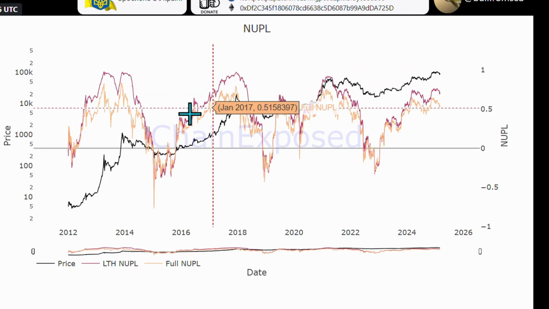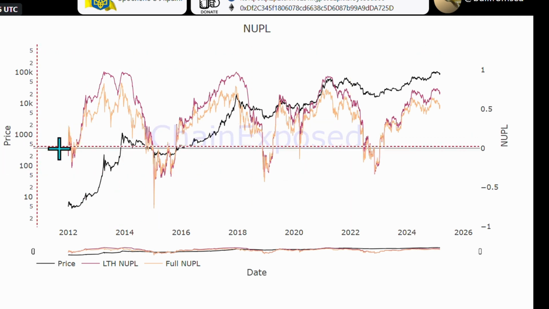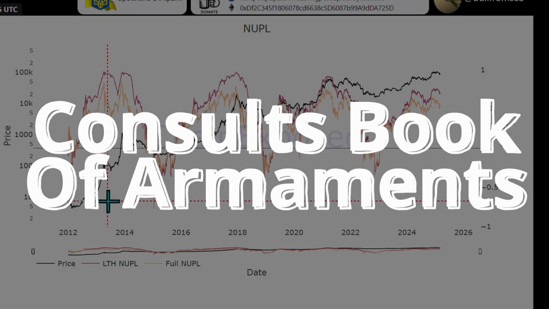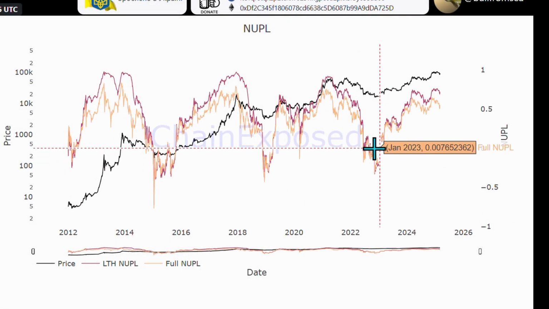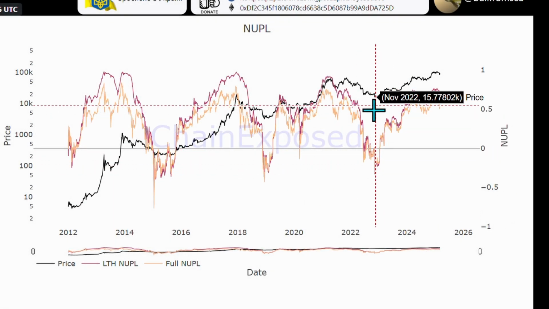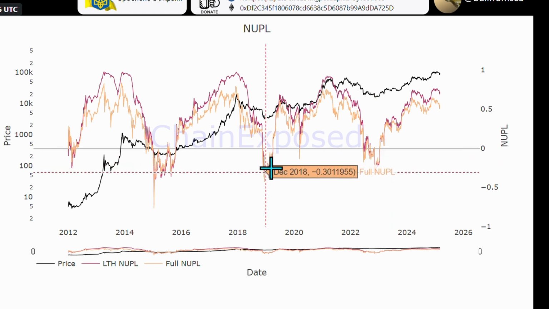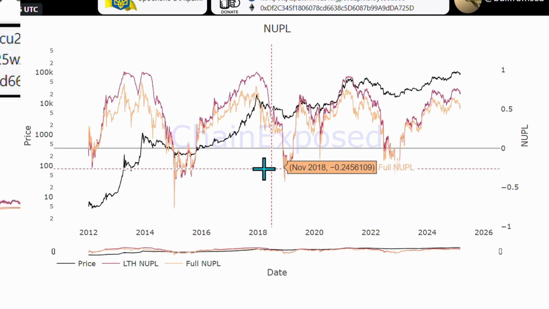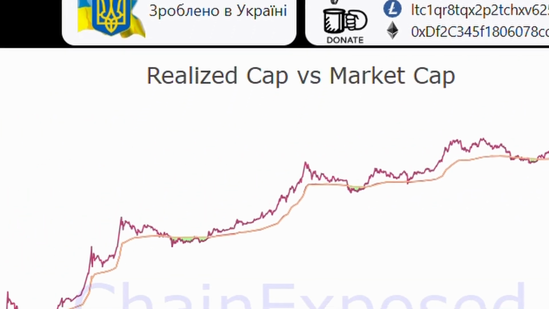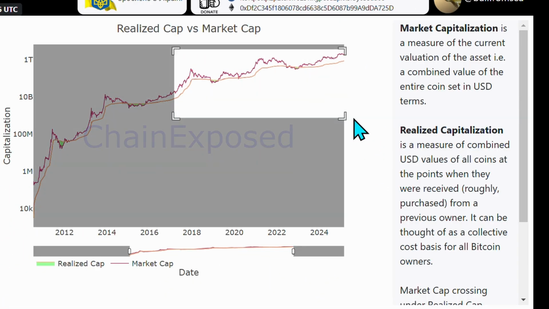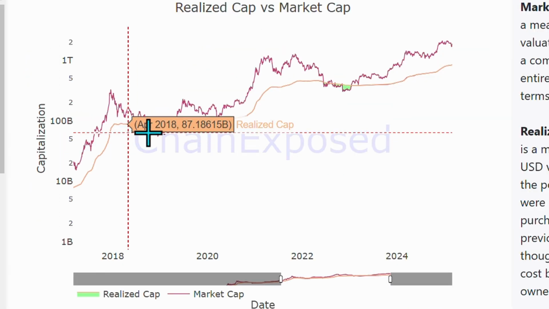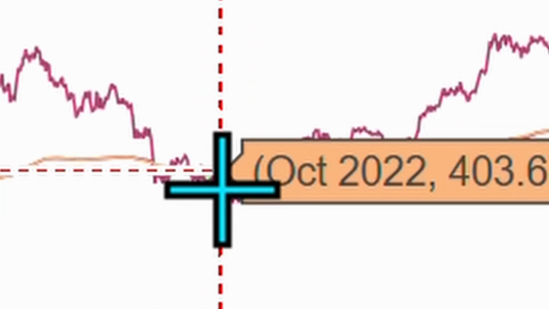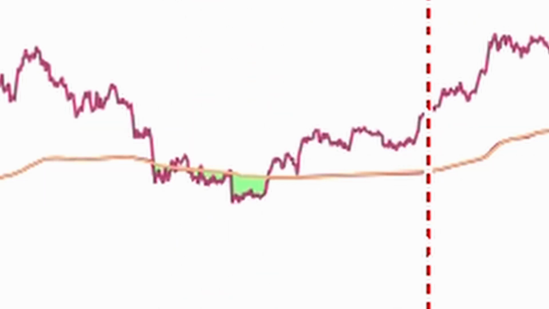But this indicator here shows that when it drops below the zero line, that typically is a good place to buy. This indicator doesn't really provide any sort of guidance on a good place to sell. Realized cap versus market cap. You can see here that when we dip into the green, when this is showing price dipping below this in that green zone, those are great times to buy.